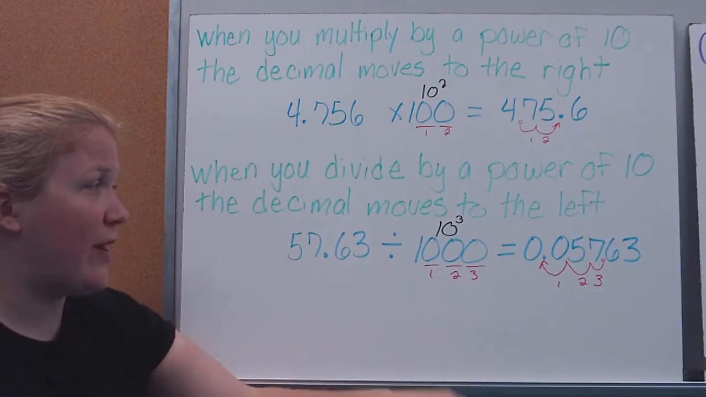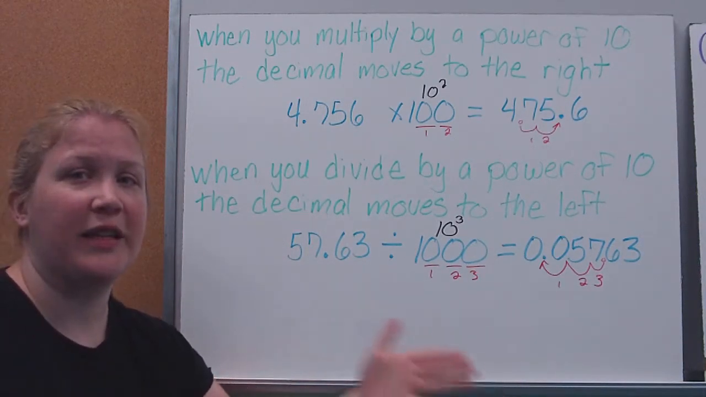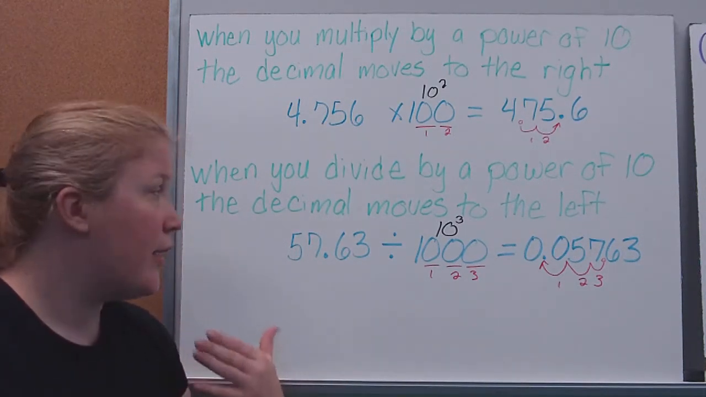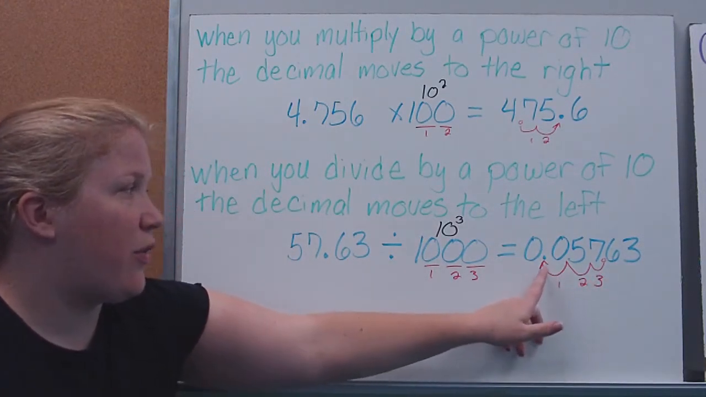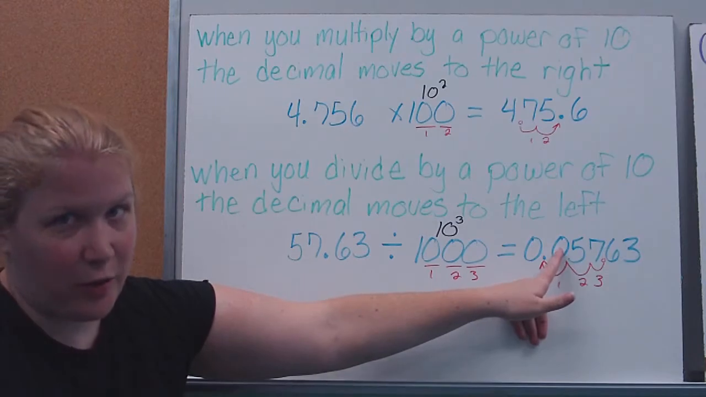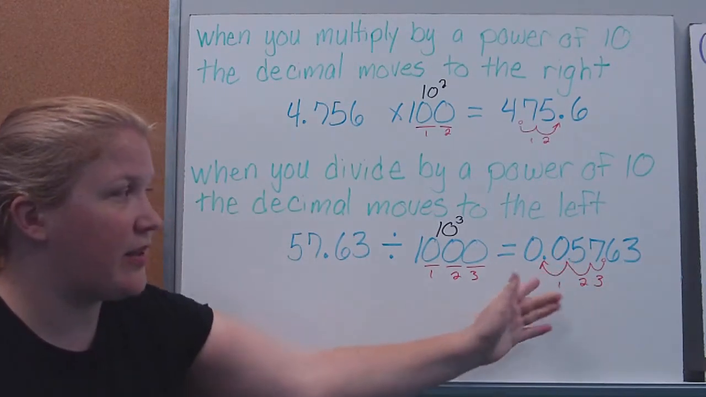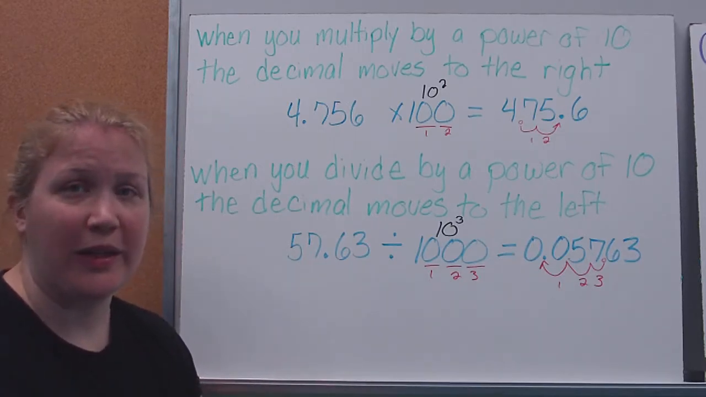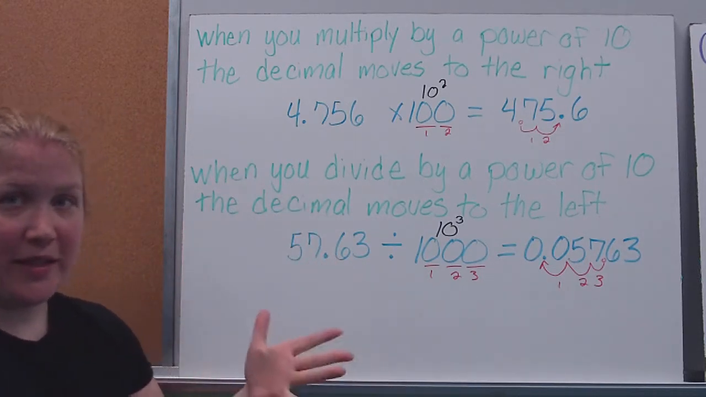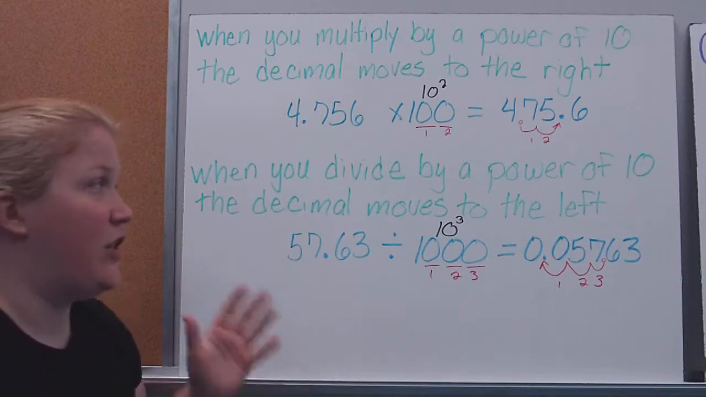So I'm moving my decimal 3 places, but now I'm moving it to the left because it's getting smaller because I'm dividing. So here you'll notice I started here, 1, 2, 3. I moved it 3 spots. I had to add a 0 placeholder here as well because of the way I was moving my decimal. So you need to keep all that in mind when you're doing these things. So this is kind of the basis for getting our scientific notation down.